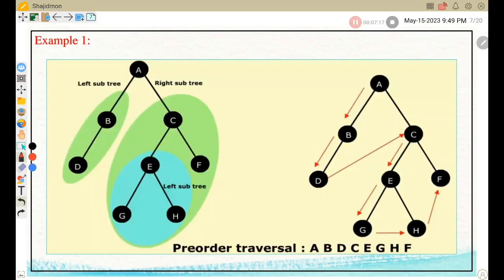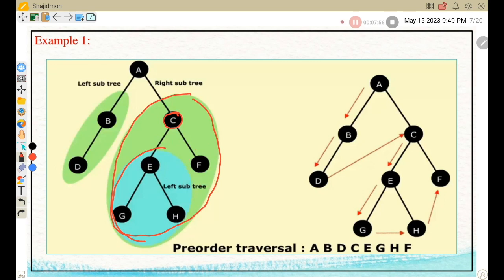Now we will discuss one or two examples. Example number 1: we need to do pre-order traversal on this tree. I have highlighted the left subtree and the right subtree here. The left subtree is a small portion, and the right is a bigger portion, correct? This portion is the left subtree, and this is the right subtree. This one is a root, and here again we have a left part and a right part.